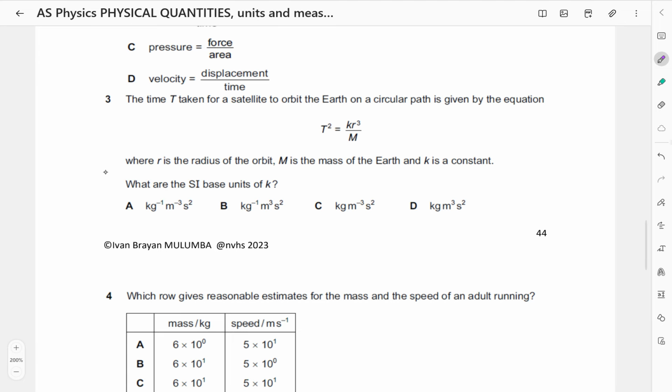The time t taken for a satellite to orbit the Earth on a circular path is given by that equation.